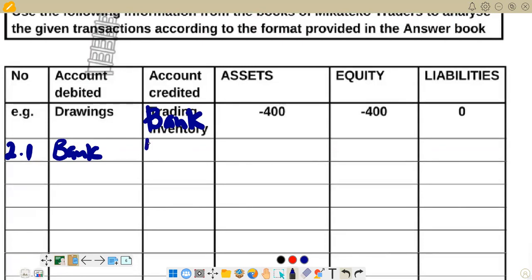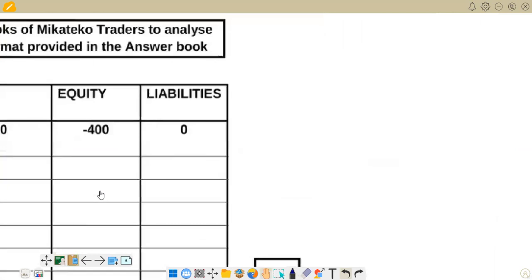So you can just say interest on fixed deposit. So this is the one that we are crediting. Then in terms of affecting assets, equity, and liability, remember this is an accounting equation. This is an accounting equation, and we need to actually know how it is presented. This accounting equation is presented as assets is equals to equity plus liabilities.